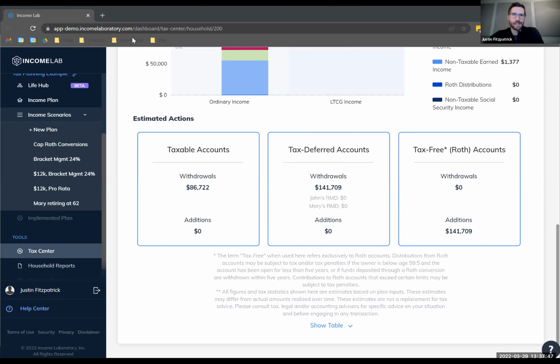And this is an area that several advisors have asked us about, getting down to the account level implementation of these plans. So it is something that we're exploring as a possible offering in the future.